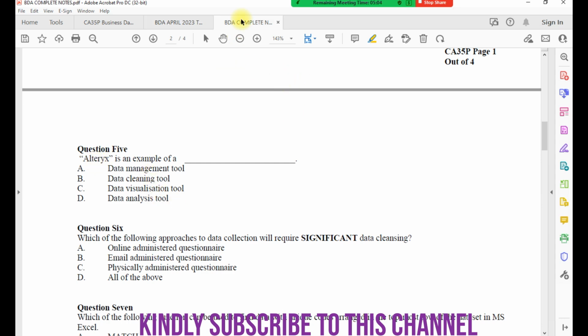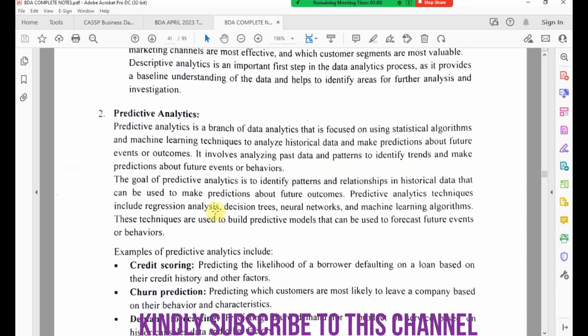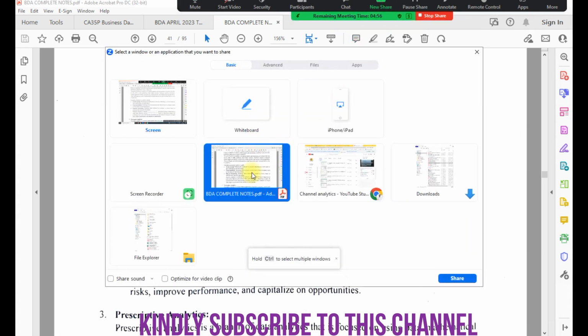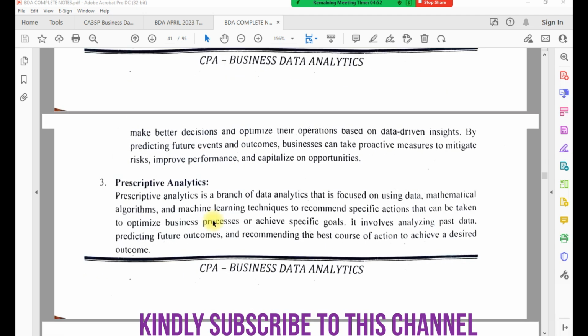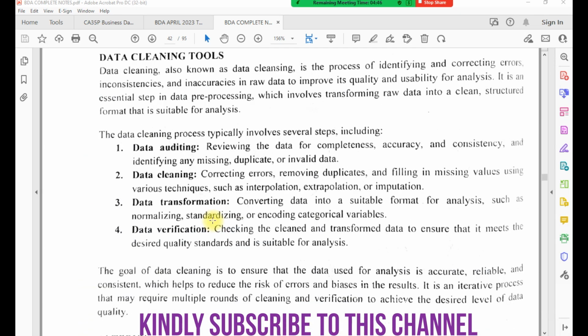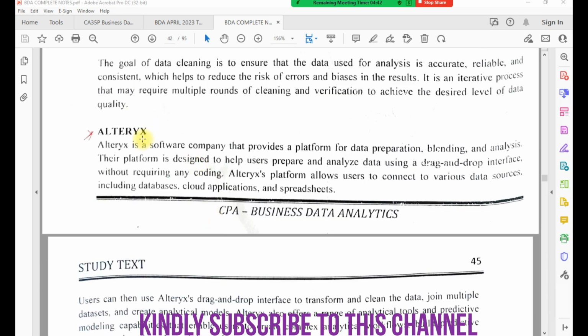let me just read. Yeah, when you read from the notes, let me just share that. I think that's what you are having. And the tools, yeah, it is the first tool that is under data cleaning, but it's not a cleaning tool, because they are saying Alteryx is a software company that provides a platform for data preparation, blending, and analysis. So it's all-in-one.